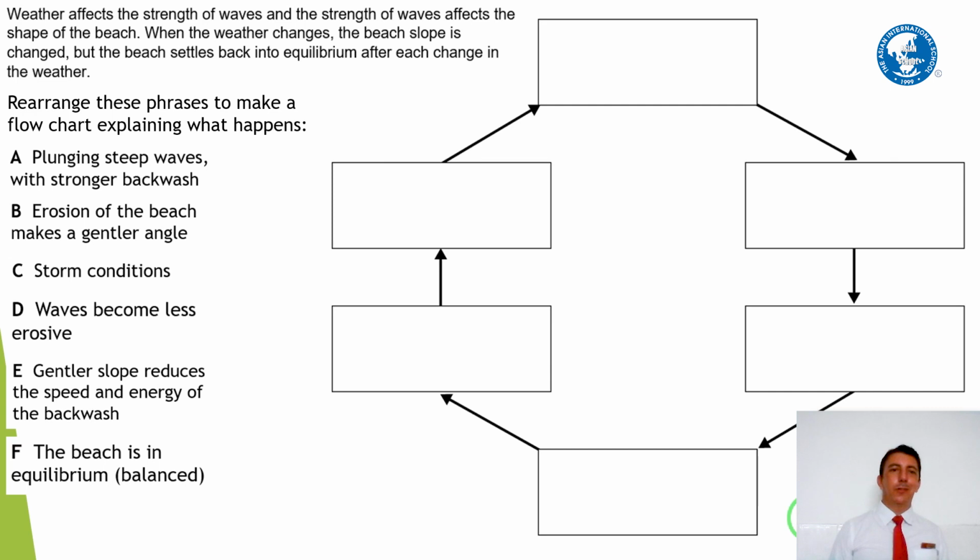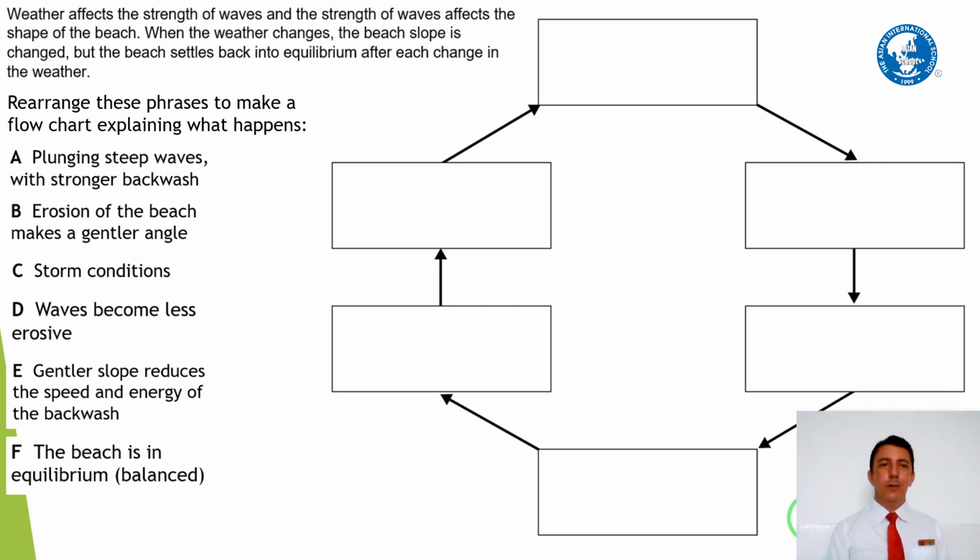Now here's a challenge. We have a flow chart. It says here, weather affects the strength of waves, and the strength of waves affects the shape of the beach. When the weather changes, the beach slope is changed. But the beach settles back into equilibrium after each change in the weather. So when we're talking about the beach slope, we mean the angle of the sand leading down into the sea. Sometimes it will be more steep and sometimes more gentle.